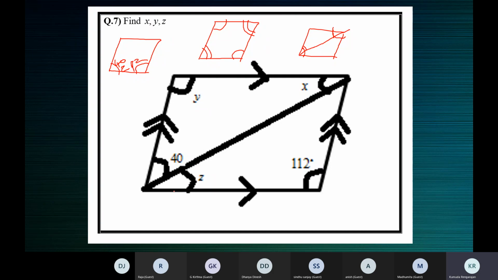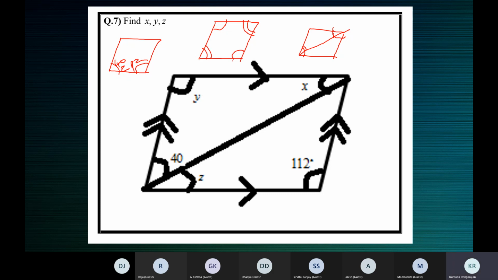Though you are writing 40 plus Z, it's only one angle. 40 plus Z reflects only one angle. This angle is 40 plus Z, and this angle is 112. Don't see it as two different angles. 40 plus Z plus 112 is equal to 180. Adjacent angles are supplementary. So working this, you can find Z. Madhumita said 28 degrees.